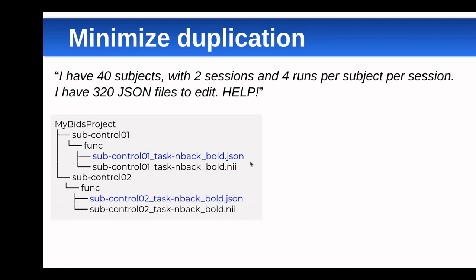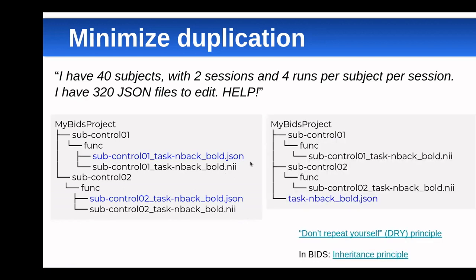So one way to deal with this in BIDS is to actually put a single copy of the file in the root of the data set and remove the sub- entity from it. And just keep a single copy of all the metadata for these files in the root of the data set. That's what we call in BIDS the inheritance principle.